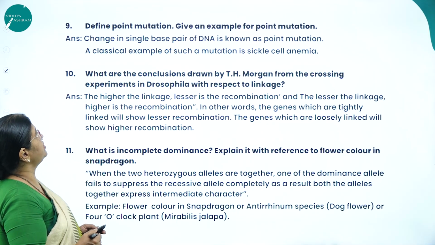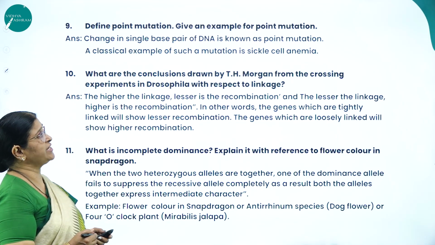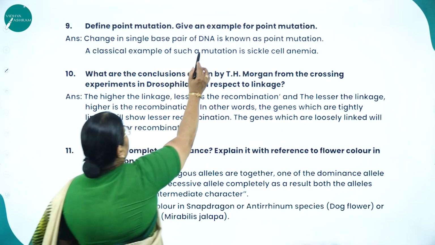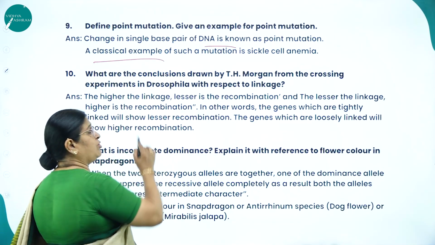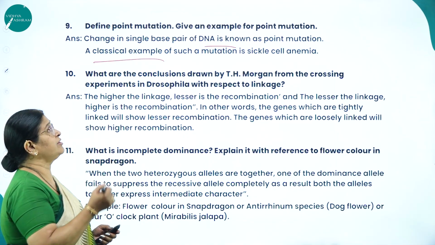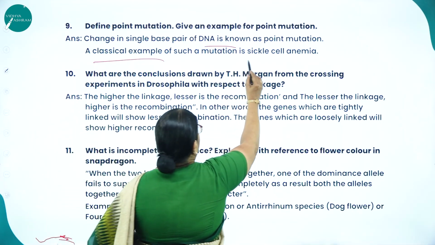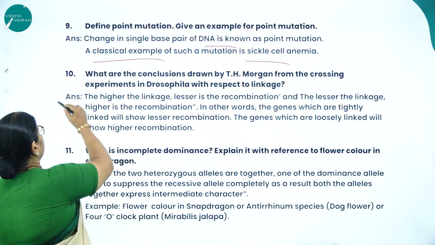Moving on to the next question. Define point mutation. Give an example of point mutation. A change in a single base pair of DNA is known as point mutation. And what is the classical example for the occurrence of point mutation? The best example is sickle cell anemia.